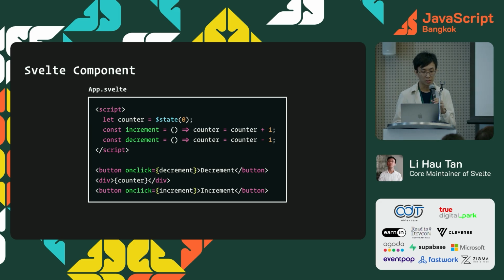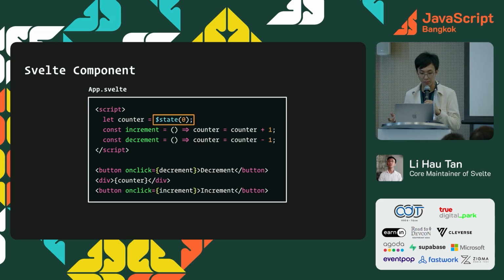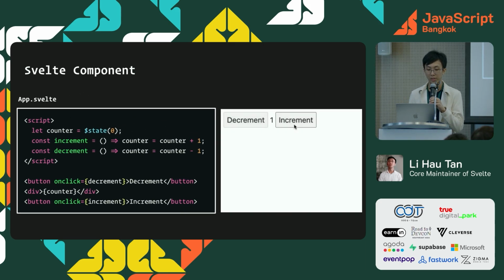To make changes to variables, you have to mark the declaration with the $state rune. Then you can modify them directly, like how you would modify a variable in JavaScript. Here we add a click event listener with onClick, which calls the decrement function, which then modifies the counter by doing counter -= 1, and then it just works. It's that simple.